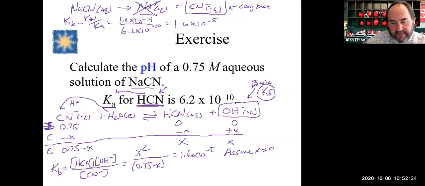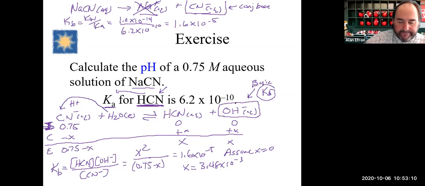And that does give us an x value of, looks like, 3.48 times 10 to the minus 3. Again, multiplying 0.75 times 1.6 times 10 to the minus 5, and then taking the square root of it. We do need to check it, so we're going to take that number, divide it by 0.75, and times it by 100, and I believe we're nowhere even near 1%.